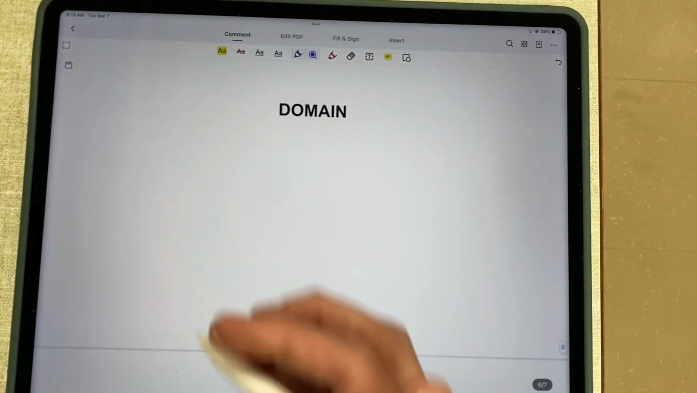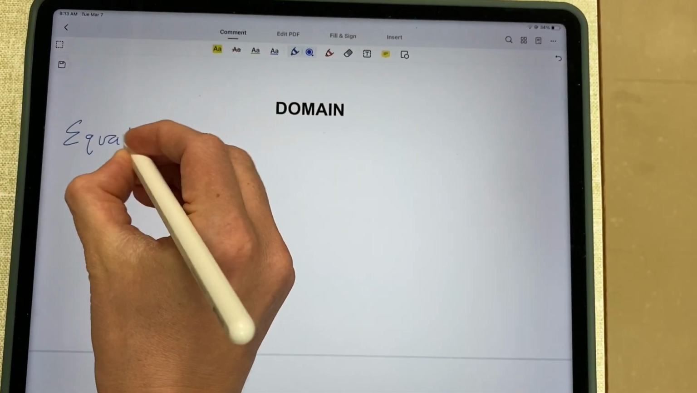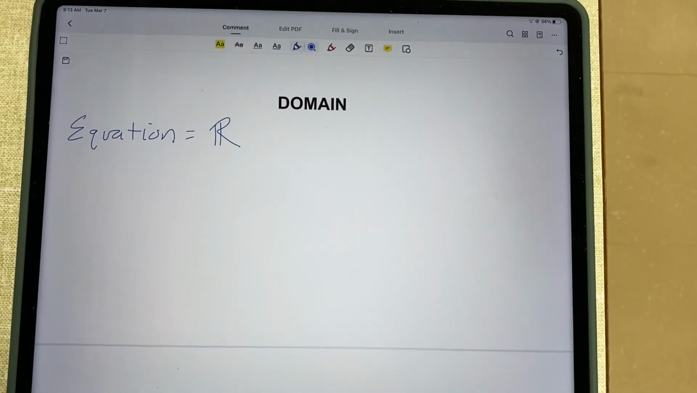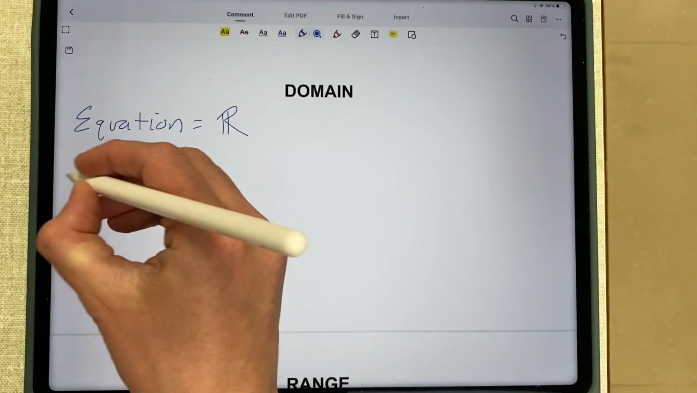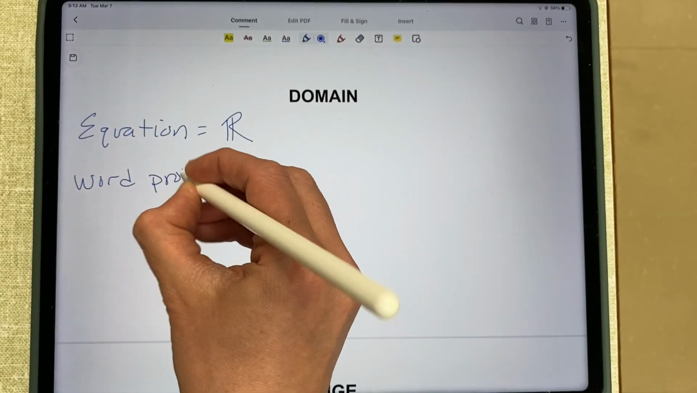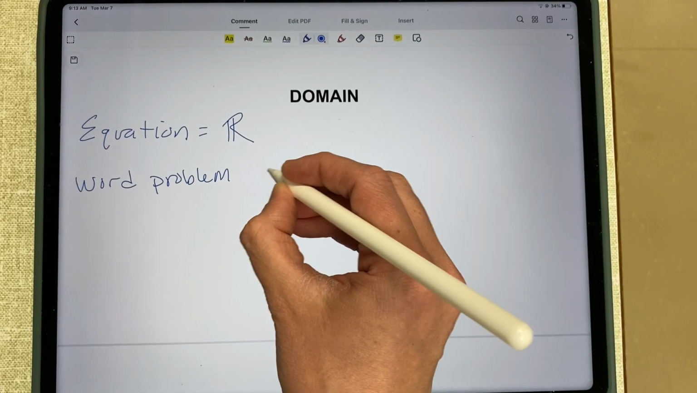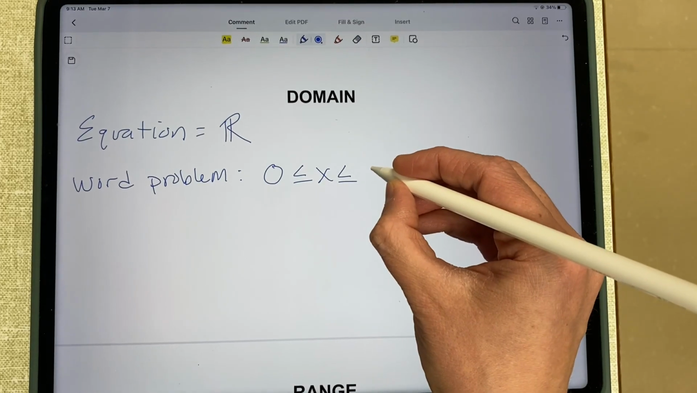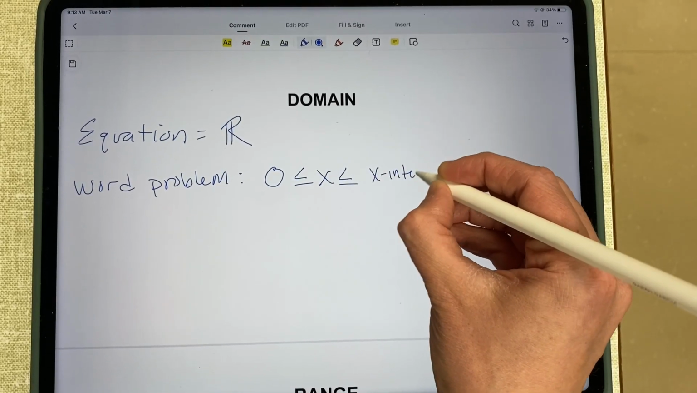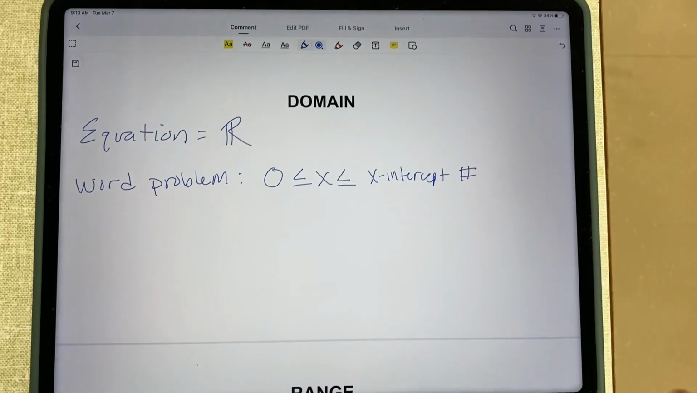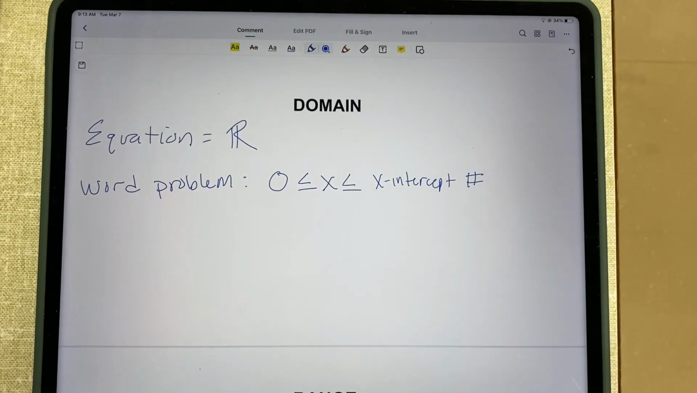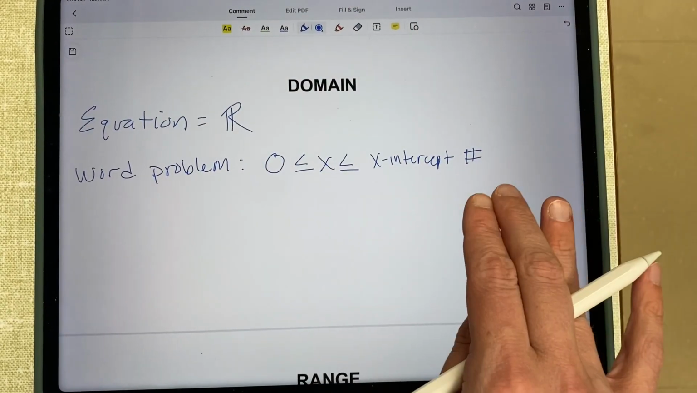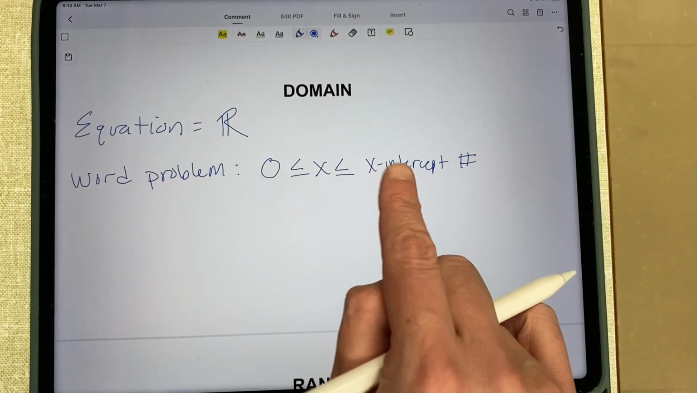Domain, okay, so there's lots. If you're given an equation, your domain is all real numbers, okay? If you were given a word problem, it is 0 time to the x-intercept number, okay? So where it crosses on the x-axis. We did this on our projects, remember? So we said it starts at 0 time, and then it went up, and then it went down, and it lands on the ground. This is the number where it lands on the ground.